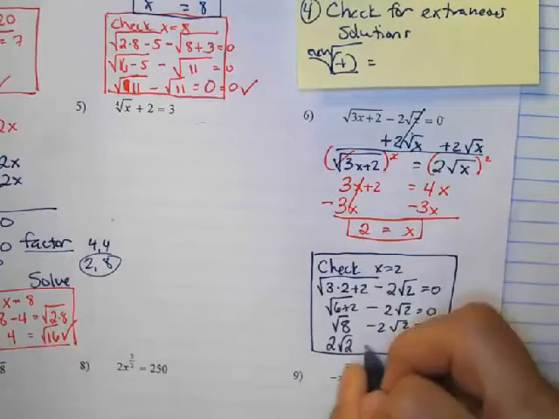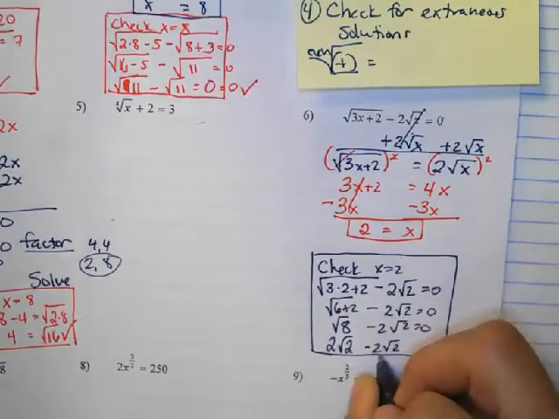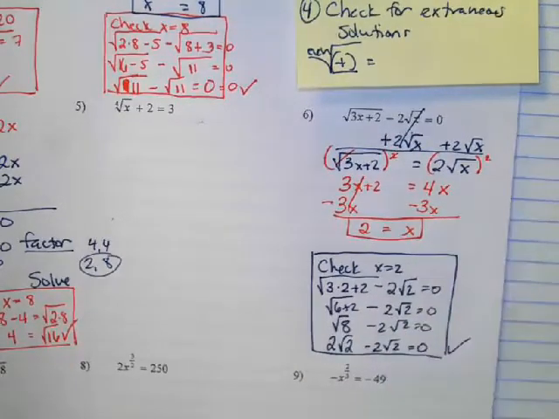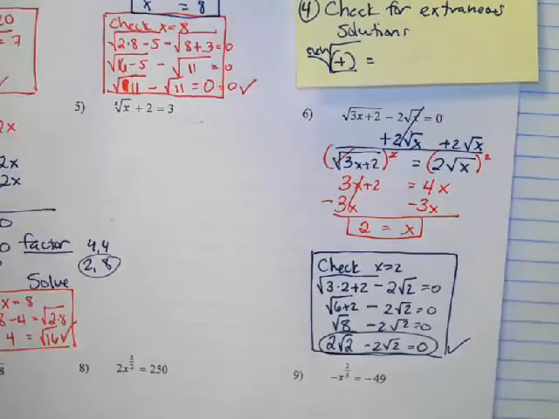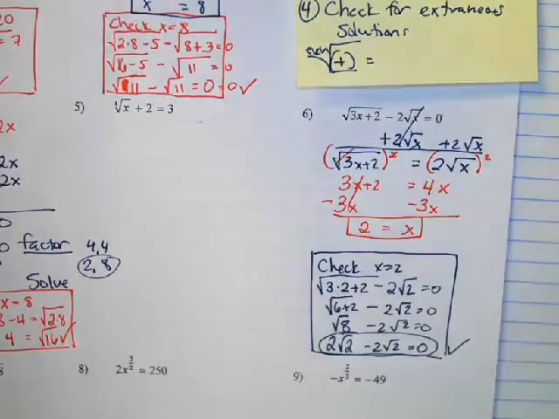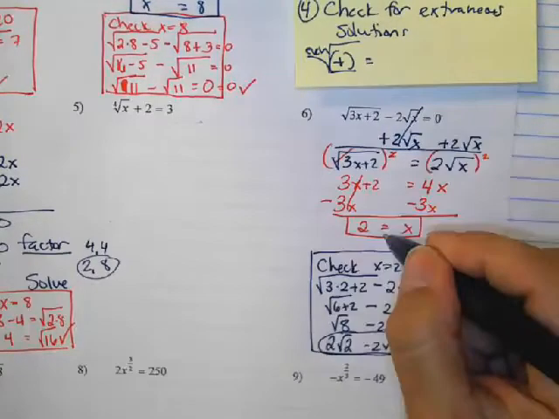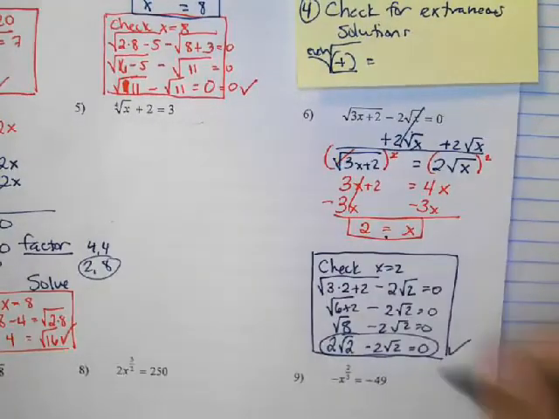Just writing down the rest of my check here. 2 square root of 2 minus 2 square root of 2 is 0. Therefore, I do know that it checks because 0 does equal 0. So all is well with number 6. So my answer is x equals 2 because it did check out.